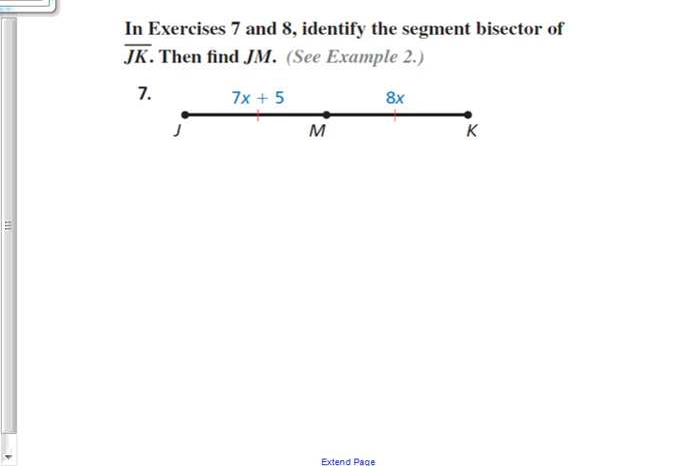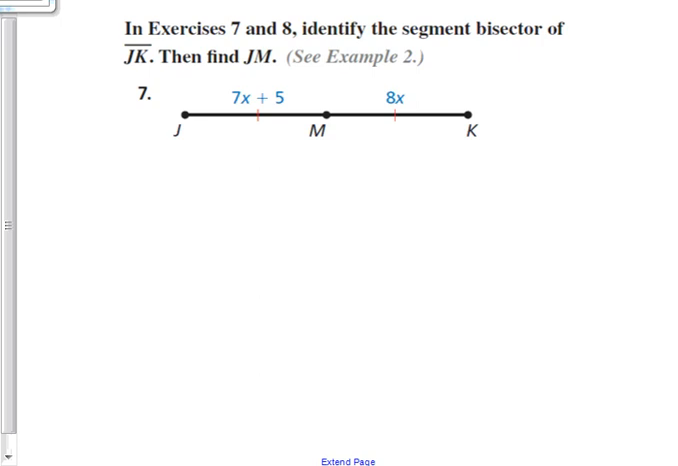Okay, here is target 3 and 4, bookwork number 7. So it says in exercise 7, identify the segment bisector of segment JK, then find the distance between J and M. So I know that in order for something to be a segment bisector, it has to hit right at the midpoint. And in order for something to be a midpoint, it has to split a segment into two equal parts. Well, I know that JM and MK are two congruent segments because of those little tick marks.